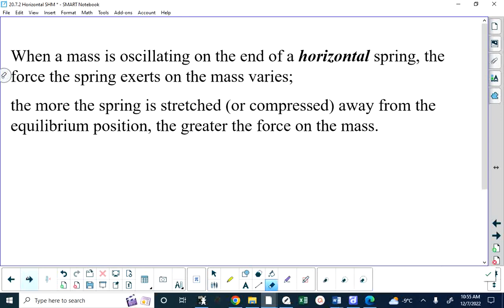when you have a mass oscillating on the end of a horizontal spring, the force that the spring exerts on the mass changes. It's not the same force all the time. And the reason for that, I can't set up a horizontal oscillating spring very well, but let's just imagine that the mass is where this piece of tape is on this spring. And what's happening is it's doing that. Okay? It's on a frictionless surface, and this end is fixed, and this is bouncing back and forth.